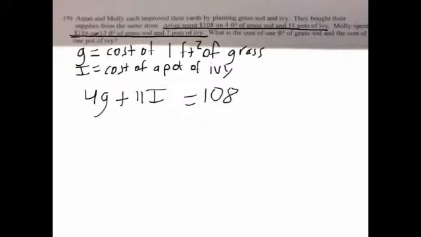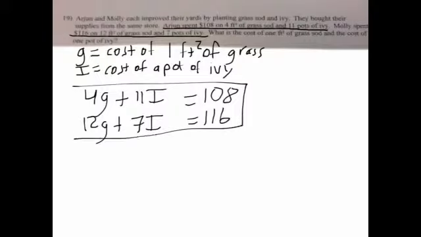The next one totals out to be $116. And that comes from 12 square feet of grass, so 12G, and 7 pots of ivy, so 7I, and doing the 7 times I and all that gives us the totals for the costs. And now that I have this lovely system, all I need to do is solve it.